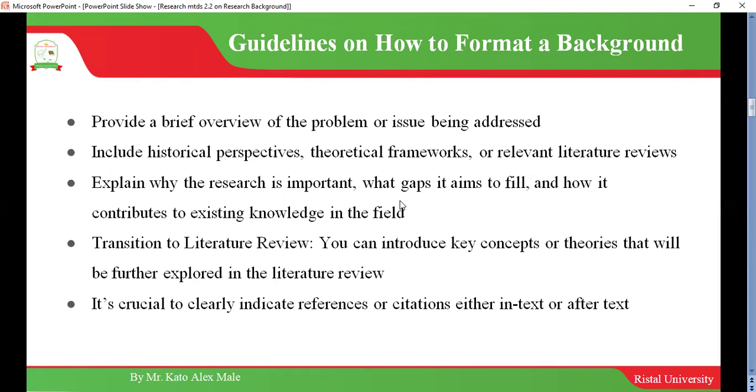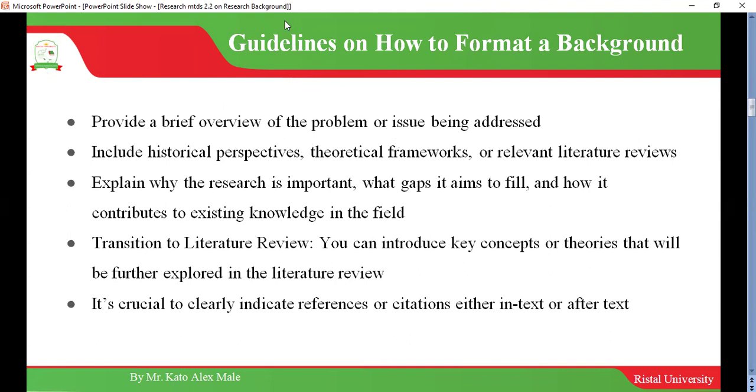Then, guidelines on how to format a background. One, provide a brief overview of the problem or issue being addressed, and include historical perspectives, theoretical frameworks, or relevant literature reviews. Explain why the research is important, what gaps it aims to fill, and how it contributes to the existing knowledge, the research that you want to conduct.